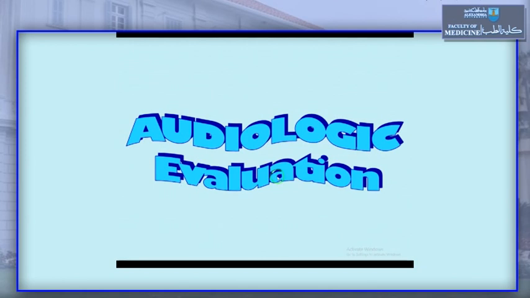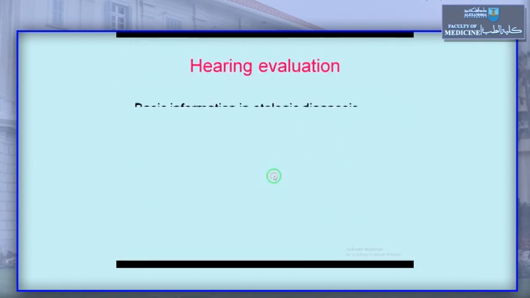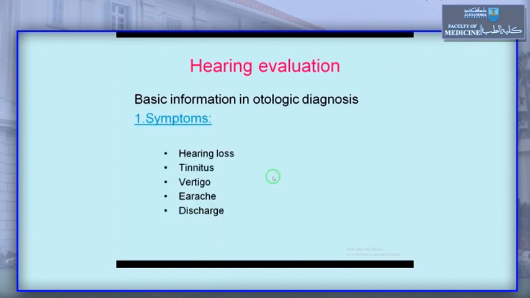I'd like to give you today's lecture, entitled Audiologic Evaluation. First, we have to know what are the symptoms that the patient with an ear problem is presenting with. The patient with an ear problem could present with hearing loss, with tinnitus, with vertigo, with pain in the ear, earache, or discharge from the ear, which is called otorrhea.